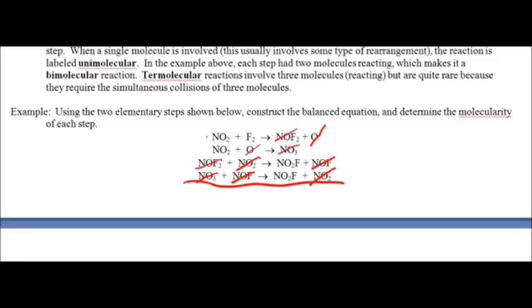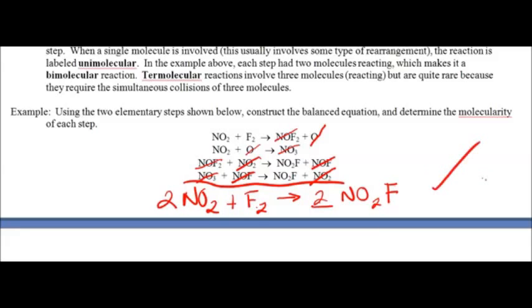So let's write down everything that remains. So we have 2 NO2s plus a fluorine, which yields, and everything that remains, looks like we have 2 NO2F. Now, if this was done correctly, we should have the same number of atoms on both sides. So let's check: we have 2 nitrogen, 2 nitrogen. We have 2 times 2, which is 4 oxygen, 2 times 2, which is 4 oxygen, 2 fluorine, 2 fluorine. We are good to go.